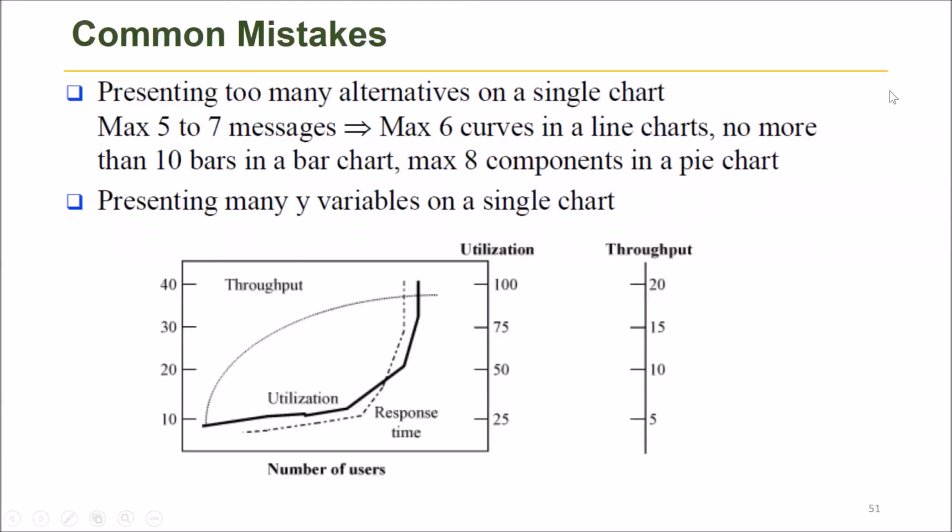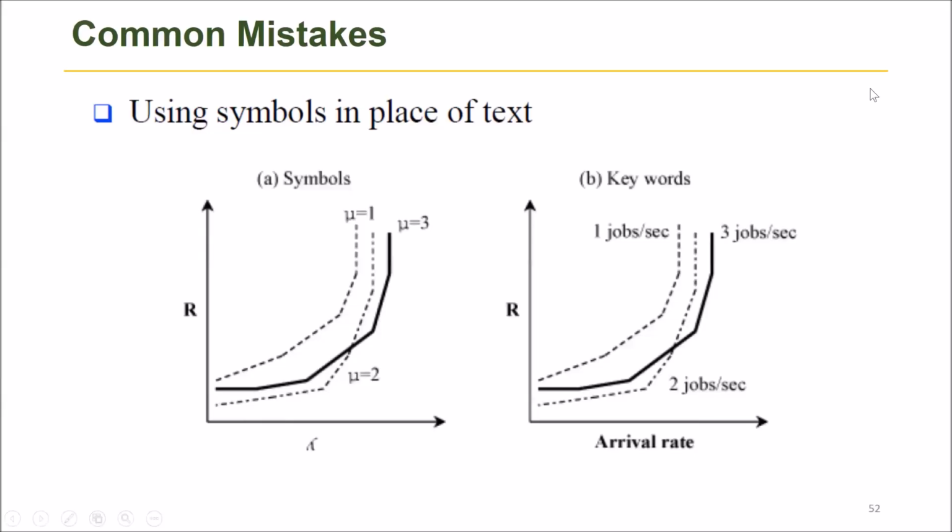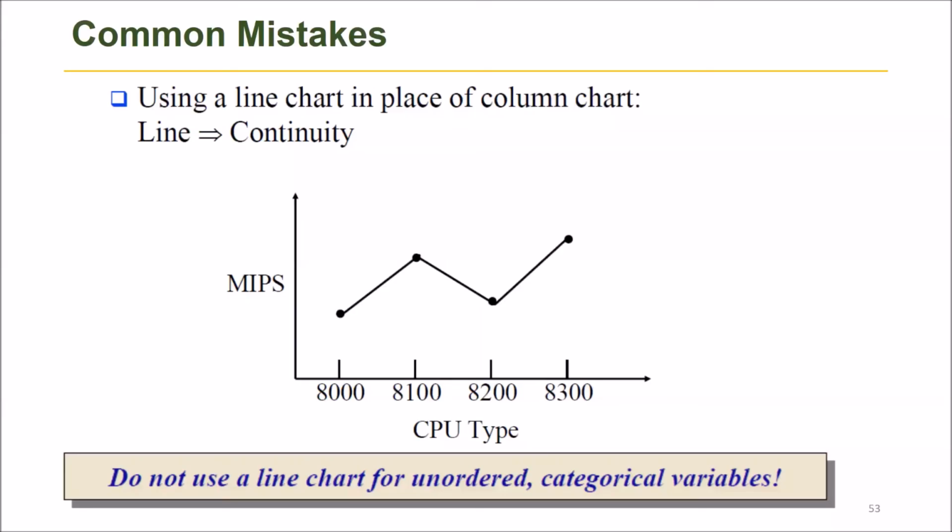A common mistake in drawing charts is presenting too many alternatives in a single chart. The other mistake is presenting more than 2 Y variables in a single chart. It makes it hard to understand the chart. Another mistake is to use symbols in place of text when you can put the full text.